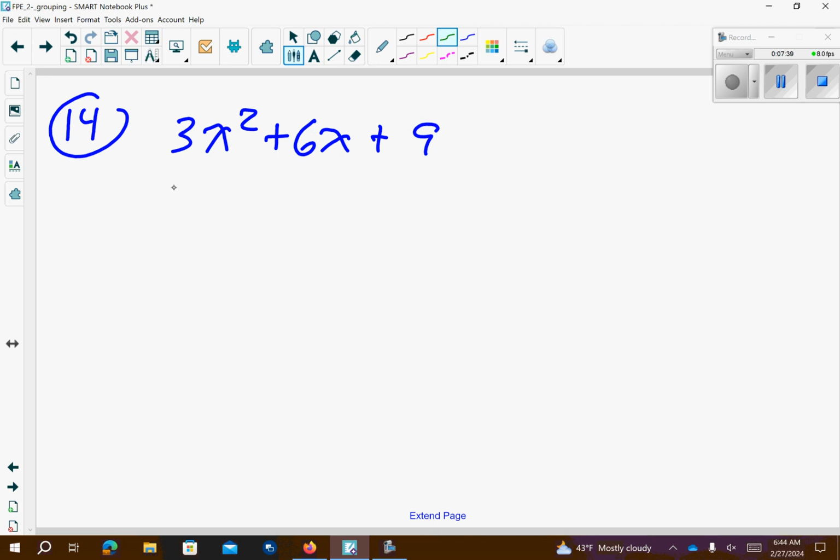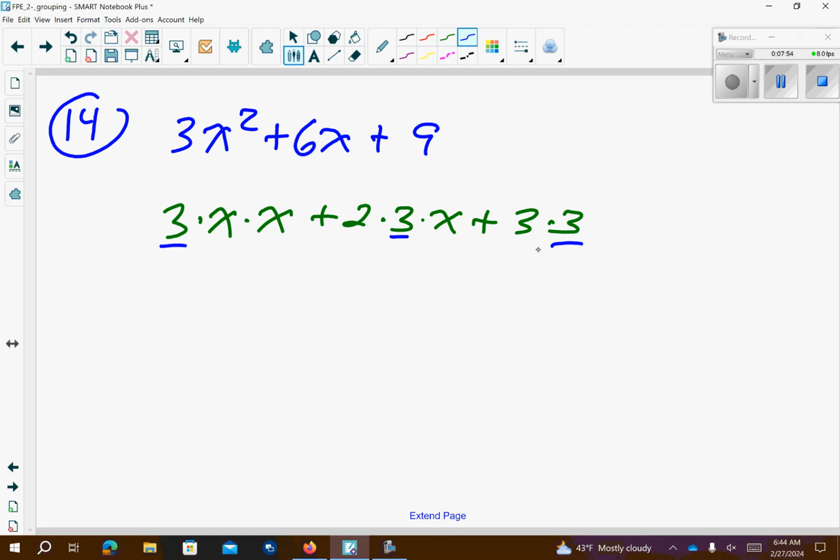Number 14, 3 won't break down, but x squared breaks down to that. 6 breaks down to 2 times 3, and then I have an x. And then 9 breaks down to 3 times 3. So let's take a look at what we have in common. I have a 3, but I don't have anything else. So 3 comes out front. I have x times x, which is x squared, plus 2 and x, which is 2x, plus 3. Problem's done.